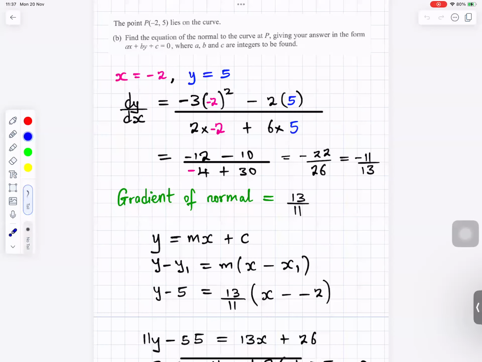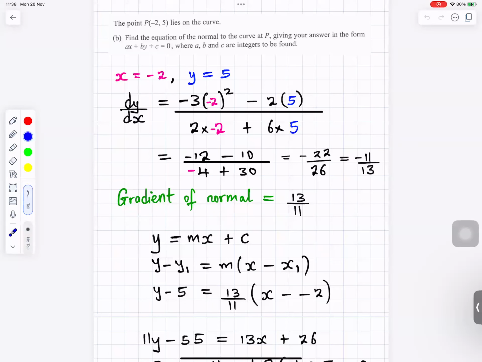For part B, find the equation of the normal. The normal is a straight line, y equals mx plus c. So we need to find the gradient. We know that x is minus 2. So we put minus 2 in the differential function and put y is 5. And it gives us the gradient of minus 11 over 13.